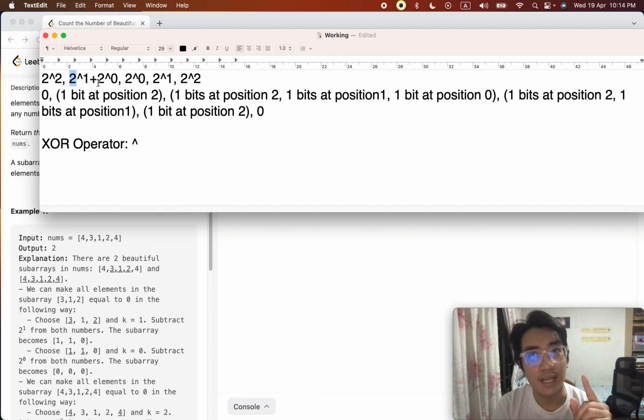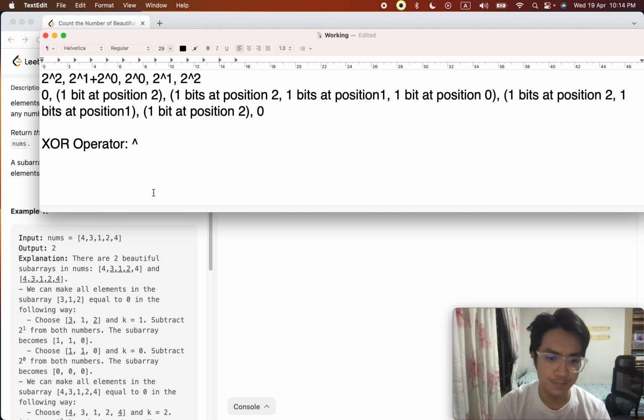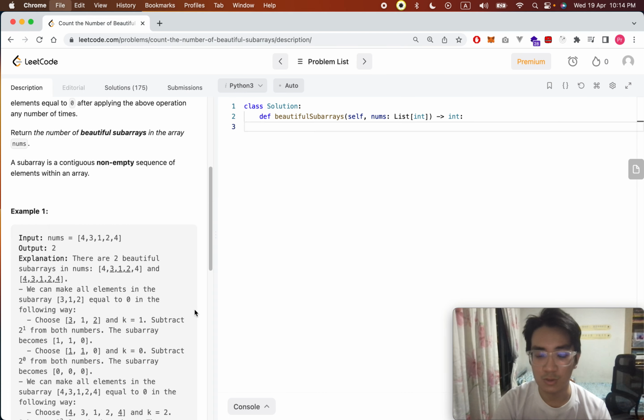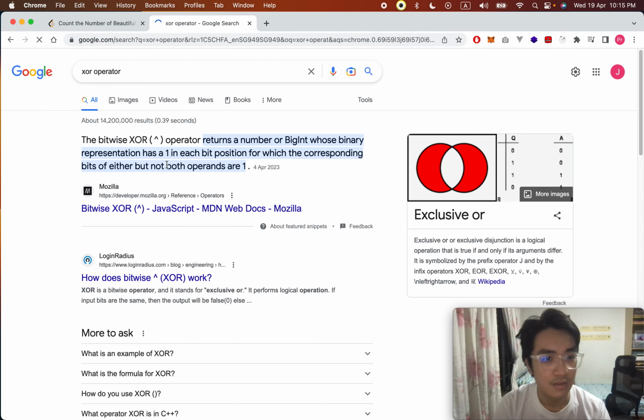Sorry, the XOR operator, what it does is it reduces those with powers in the same position to 0. So if it's 1, 1, okay, this is a bad explanation, it becomes 0. If it's 0, 0, wait, let's just go to Wikipedia. XOR operator.